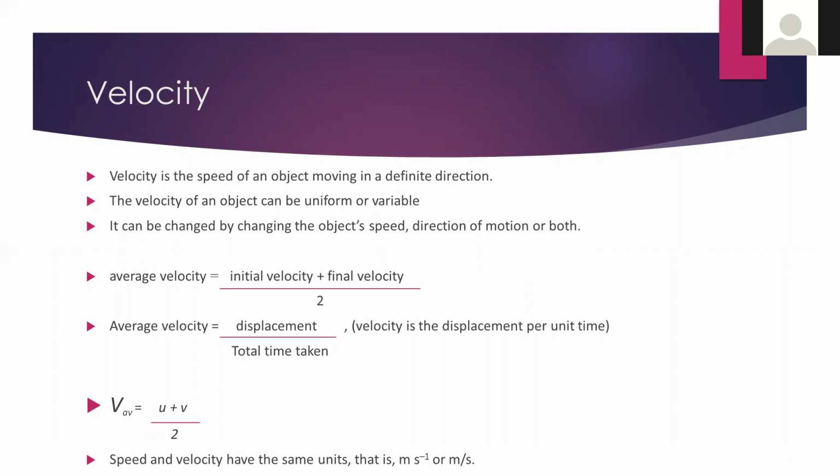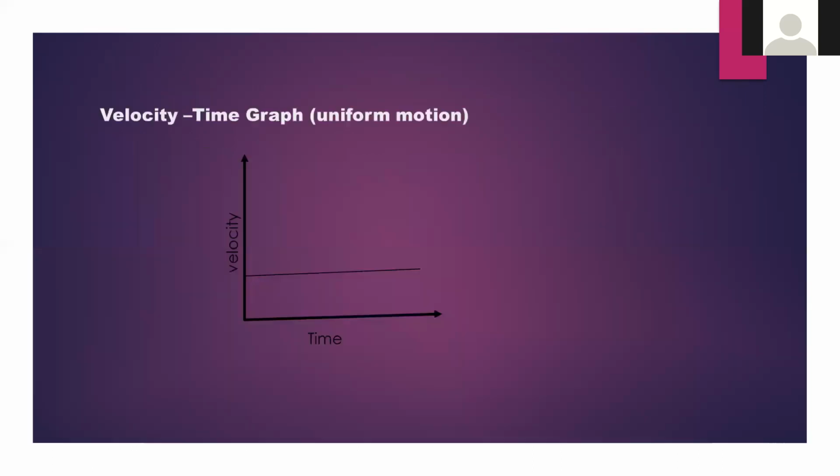Now, what is average velocity? Average velocity is initial velocity plus final velocity by 2. We denote initial velocity with u and final velocity with v, divided by 2. Average velocity is also displacement by total time taken, that is displacement per unit time. Speed and velocity both have the same SI unit, that is meter per second. The velocity-time graph for uniform motion is like this, and for non-uniform motion is like this.